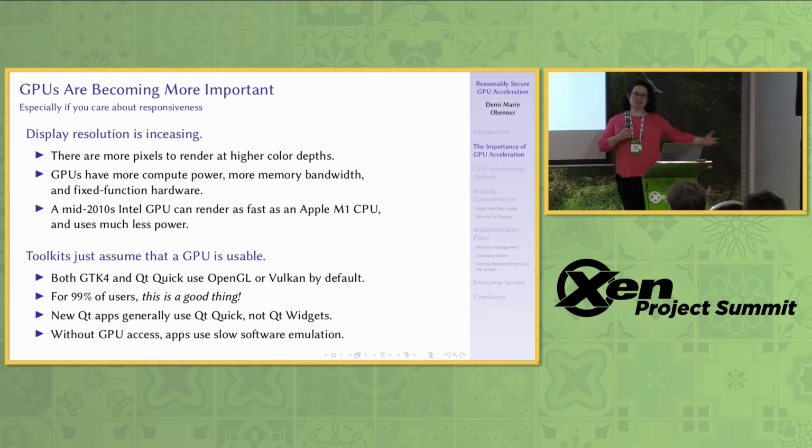So you want to be able to use the GPU if it's there, and it pretty much always will be there. Furthermore, toolkits just assume that a GPU is usable. Both GTK4 and Qt Quick use OpenGL or Vulkan by default, and for 99% of users, this is a good thing. New Qt apps generally use Qt Quick, which uses GPU rendering, instead of Qt Widgets, which was rendered in software. And without GPU access, applications fall back to slow software emulation.